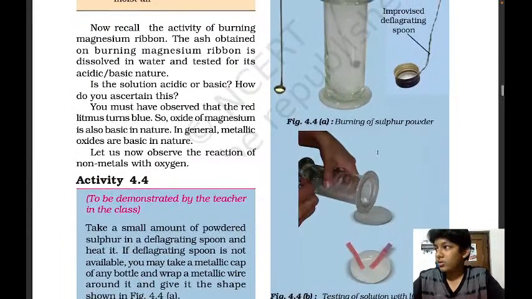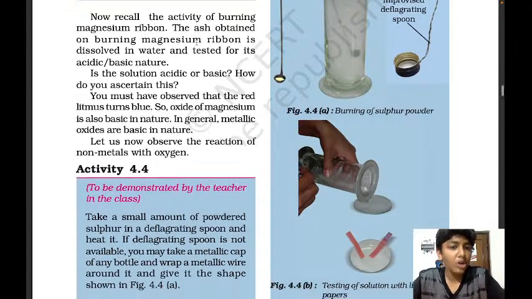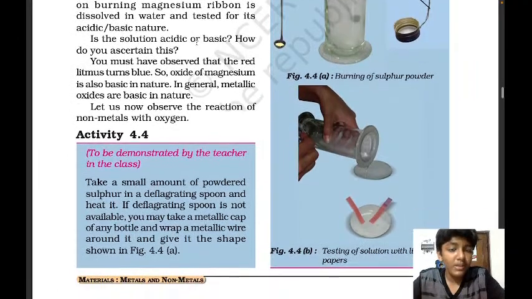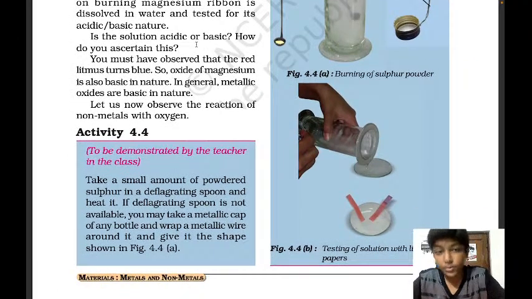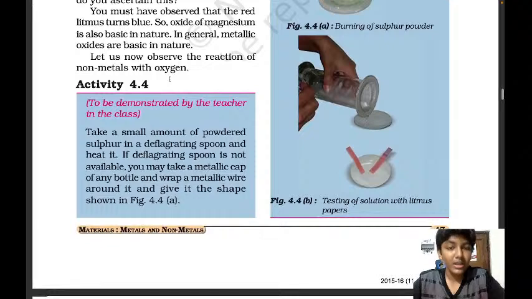So let's continue. Now recall the activity of burning magnesium ribbon. The ash obtained on burning the magnesium ribbon is dissolved in water and tested for its acidic or basic nature. Is the solution acidic or basic? How do you ascertain this? You must have observed that red litmus turns blue. So oxide of magnesium is also basic in nature. So in general, metallic oxides are basic in nature.